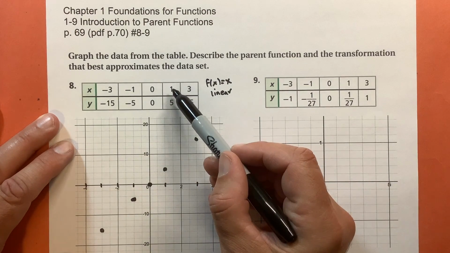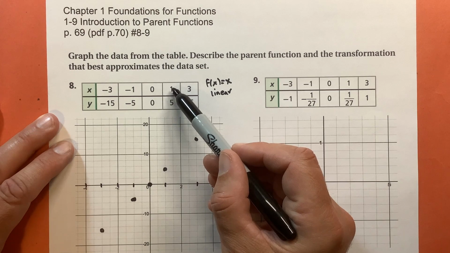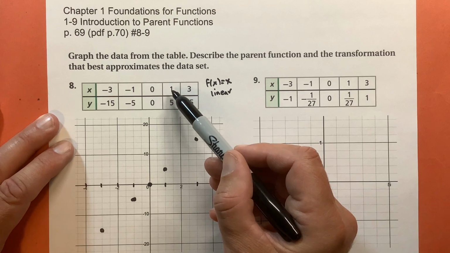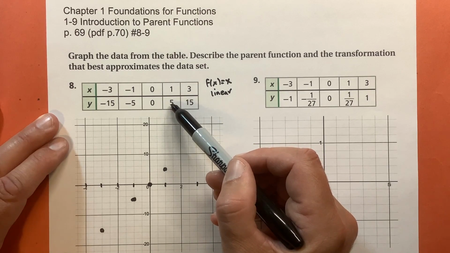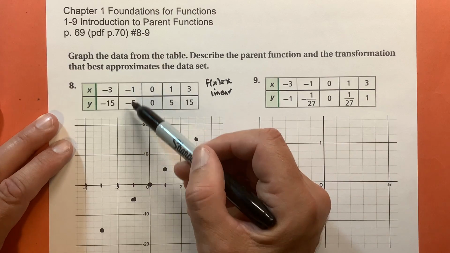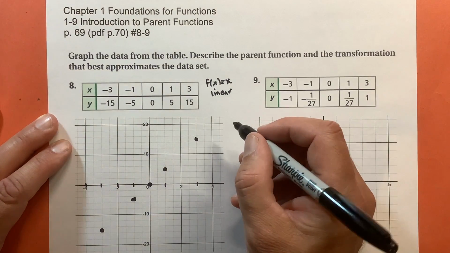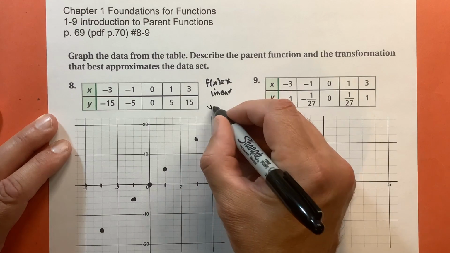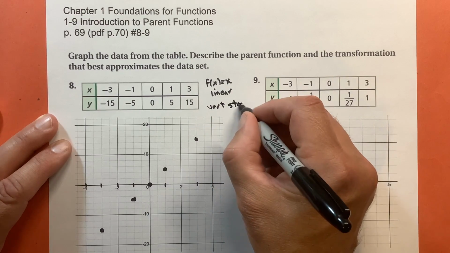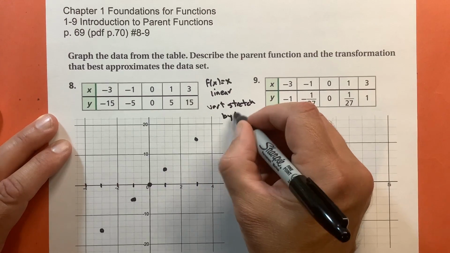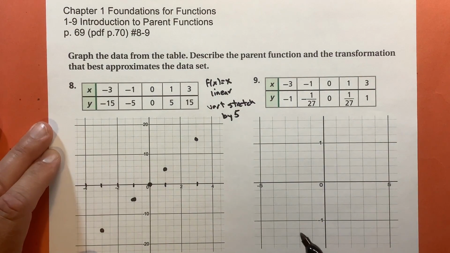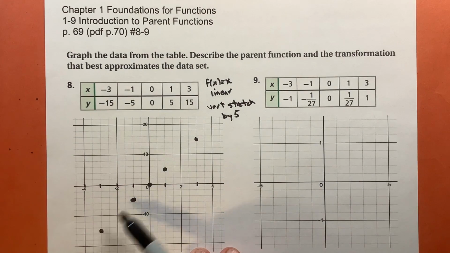So what do I do if I have my parent function? The input is x. That means that the f(x) is just going to be that number, 1. What I do to go from 1 to 5: multiply by 5. 3 times 5 is 15. -1 times 5 is -5. So it looks like this is a vertical stretch by 5. And I could try to draw my parent function in there, but I think that would be confusing because of the scale change. All right, let's look at problem number 9.